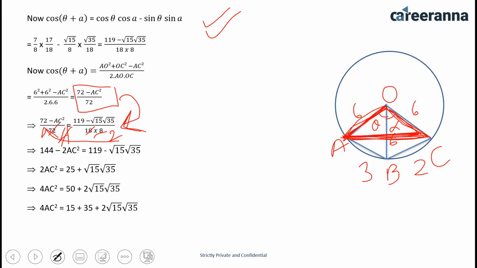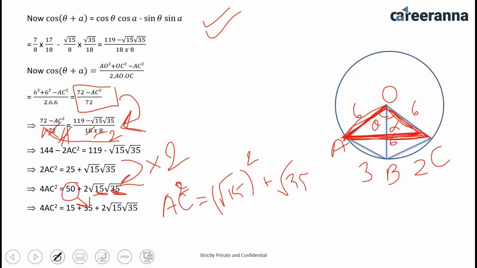This will become 144 minus twice of AC square is equal to 119 minus root of 15 into root of 35. Twice of AC square becomes 25 plus 15 into root of 35. Now what I did here, I multiplied this equation with 2. So this becomes 4AC square is equal to 50 plus twice of root 15 into root of 35. Now I'll be changing this 50 into 15 plus 35, because in the roots I have root of 15 and root of 35. So this becomes AC square is equal to (root 15 square plus root 35 square plus twice of root 15 and root 35) divided by 4.